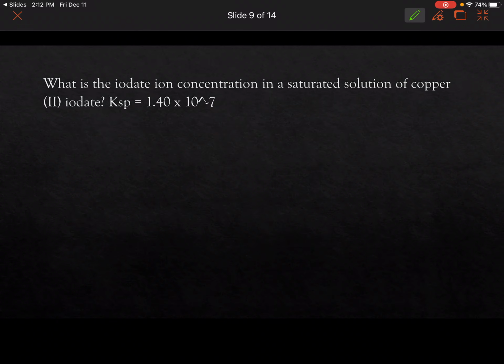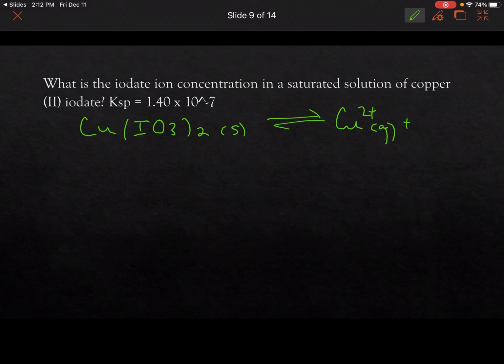Okay, next one. What is the iodate ion concentration in a saturated solution of copper(II) iodate? So first step, we're going to write our equation here. You probably don't know what iodate is. So it's Cu(IO3)2 solid in equilibrium then with Cu2+ aqueous, plus 2 IO3- aqueous.